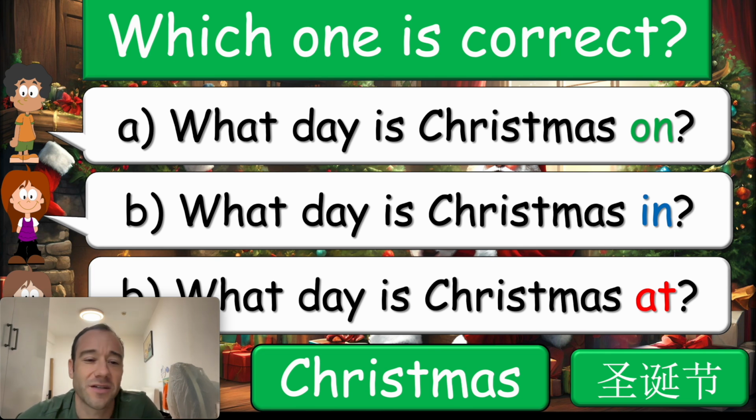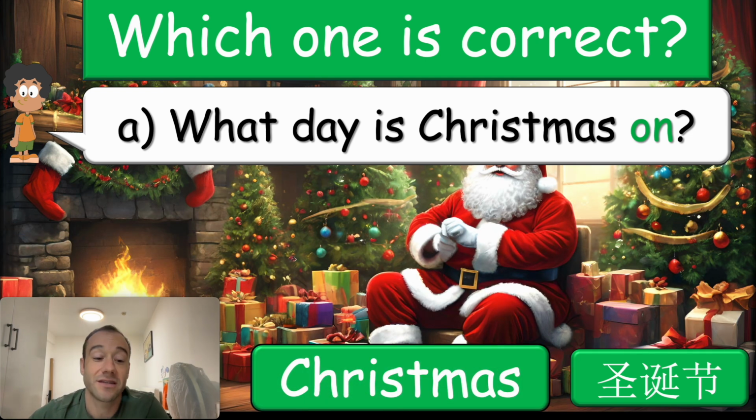Okay, so then this gets more confusing for them. Is it what day is Christmas on, what day is Christmas in, or what day is Christmas at? I promise you, most of your students don't know this. They don't know, and they're going to be confused. They're going to be guessing. They're not going to be sure. So it's really good to explicitly teach this. It should be, what day is Christmas on? We say on for days.